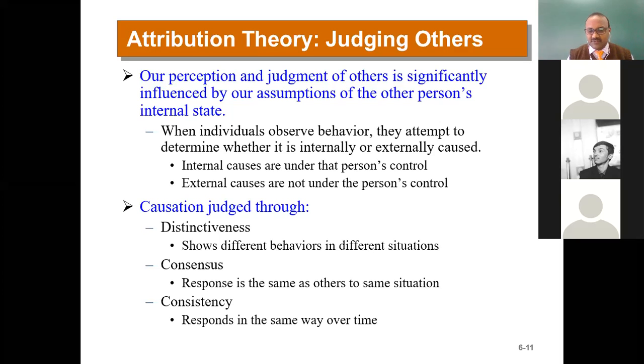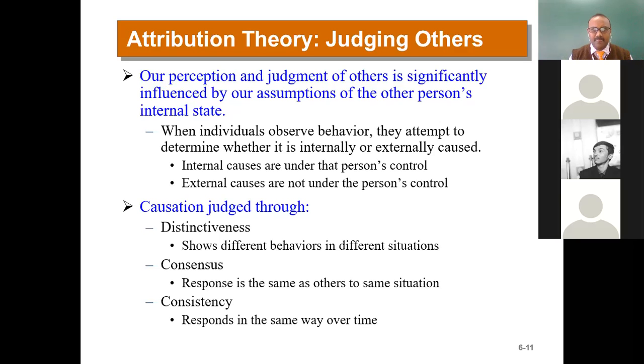So when individuals observe behavior, they attempt to determine whether it is internally or externally caused. Internal causes are under the person's control, which means your behavior and your perception is very often under your control, right? External causes are not under the person's control. So it's something that's beyond you, something that's happening outside. Internal is everything that's emanating from within you. External is everything that's emanating from outside you. Okay, so attribution theory has three parts to it.